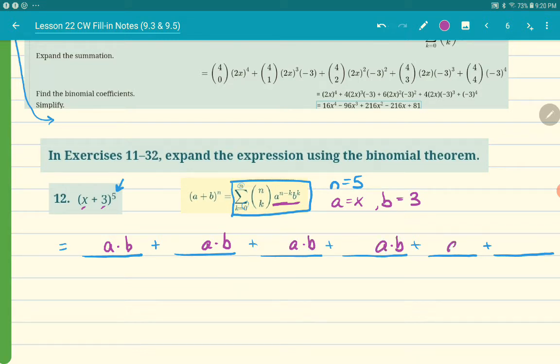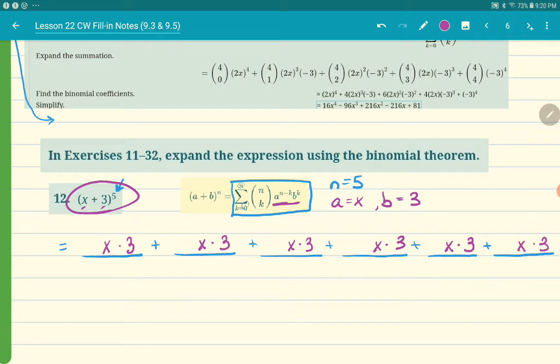They are A times B, but we know our A and B, right? A is x and B is 3, because we're looking at this one specifically. So it's x to some power times 3 to some power. X to some power times 3 to some power. And I'm going to go in and put my exponents in a little bit.